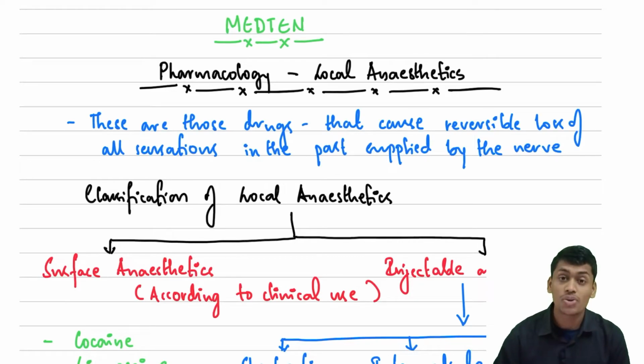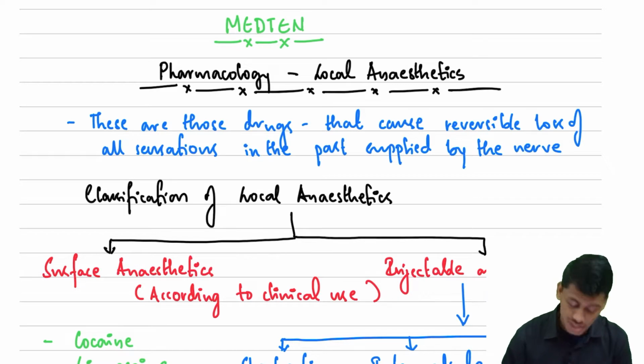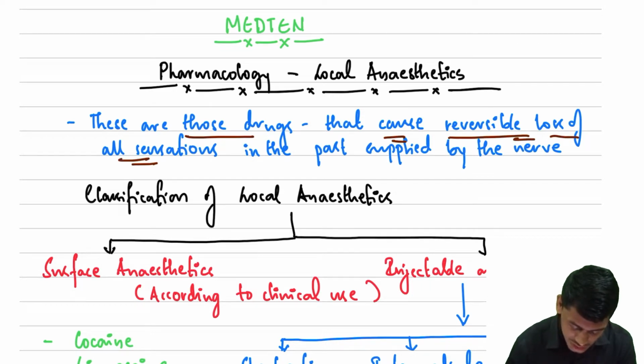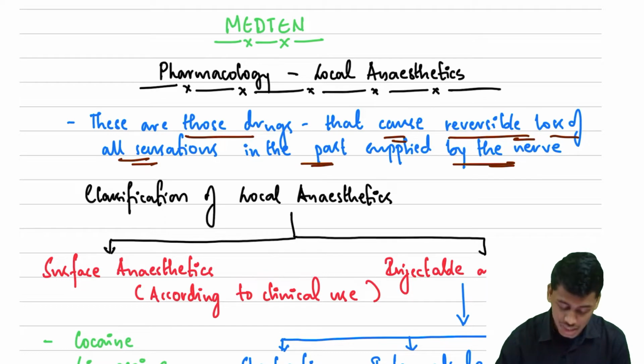So in this video we are going to look at the pharmacology part of the local anesthetics. First we will understand what are local anesthetics. So local anesthetics are those drugs that cause reversible loss of all the sensations in the part supplied by the nerve. So wherever we apply the local anesthetic, it should cause reversible loss of all the sensations.